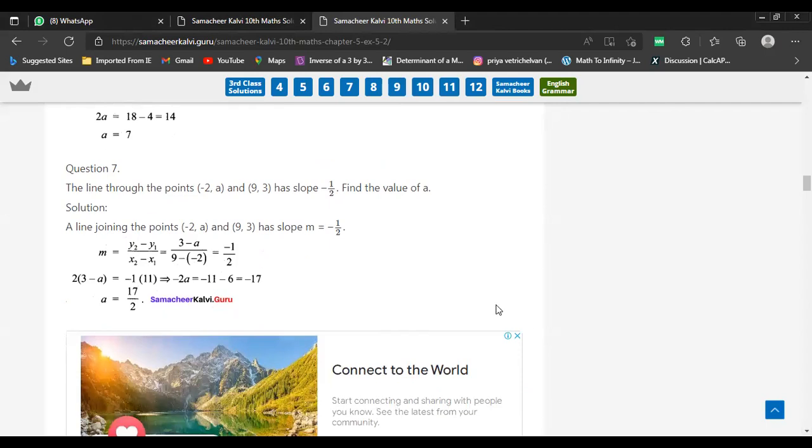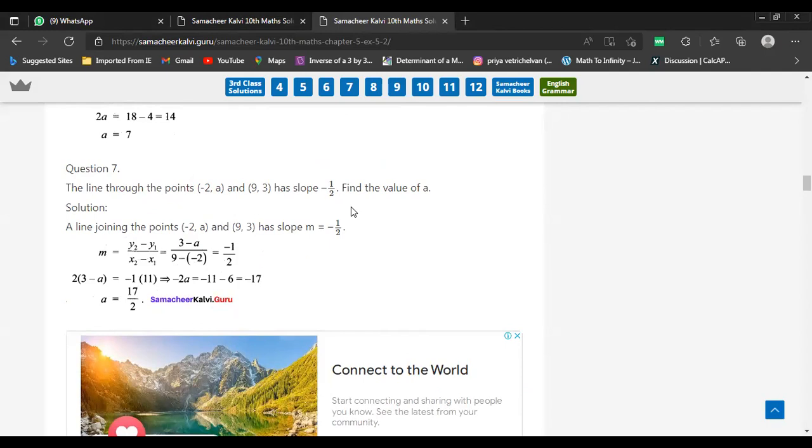Question number 7. The line through the points (-2, a) and (9, 3) has slope -1/2. Find the value of a. This is also a very simple question. They gave you 2 points and they gave you the slope also.